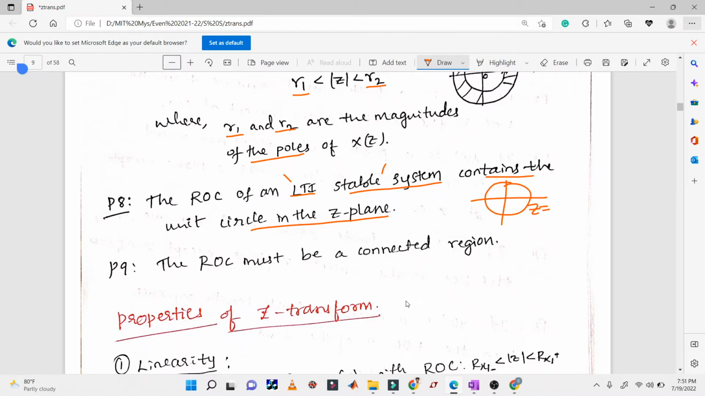Z is equal to 1. So ROC will be within this one. If I say ROC is say here 1 by 2 and here it is 1, here it is 2, then it will contain this unit circle. ROC contains this unit circle.